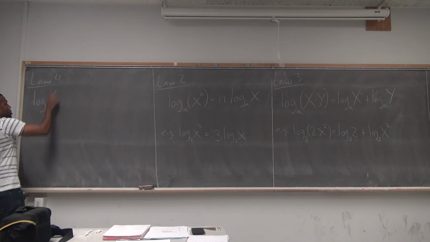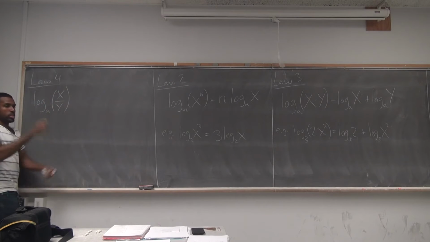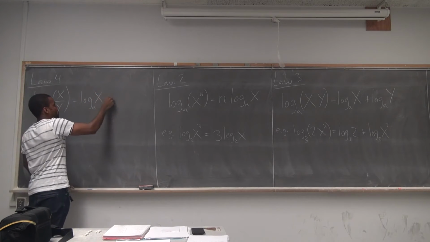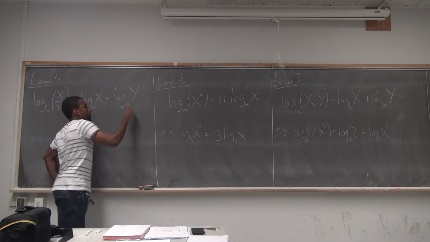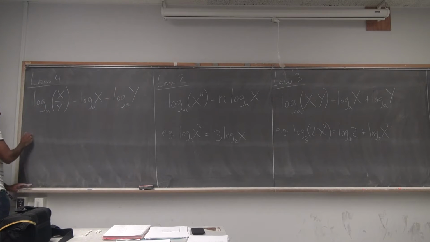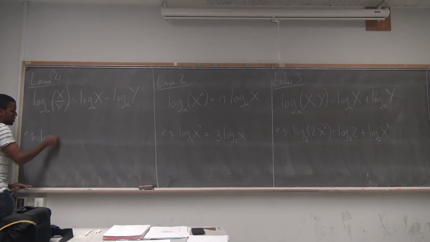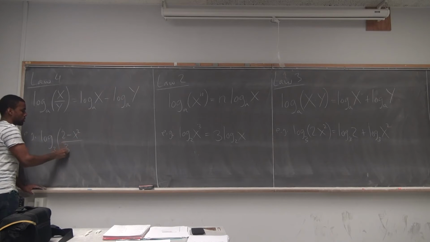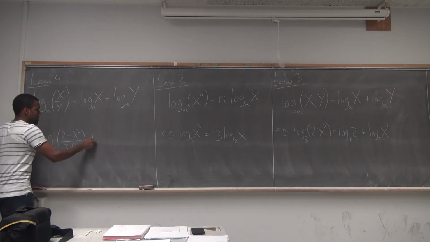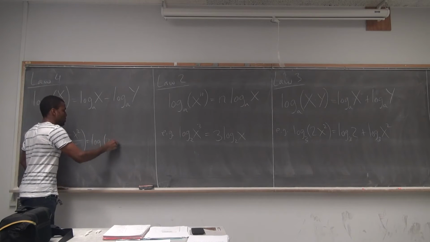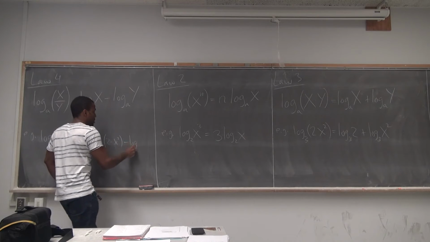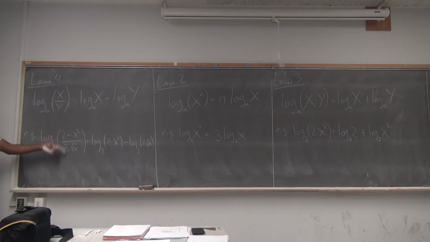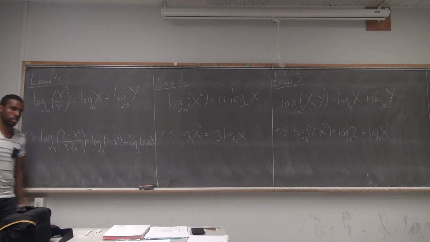Logs turn divisions into subtractions. When you divide things of the same base, you subtract the powers. So if I have something like log to the base 3 of (2 minus x squared) over (3 radical x), I can write this as log to the base 3 of (2 minus x squared) minus log to the base 3 of (3 radical x). So if there's a division, I can write it as a subtraction and start breaking things down.